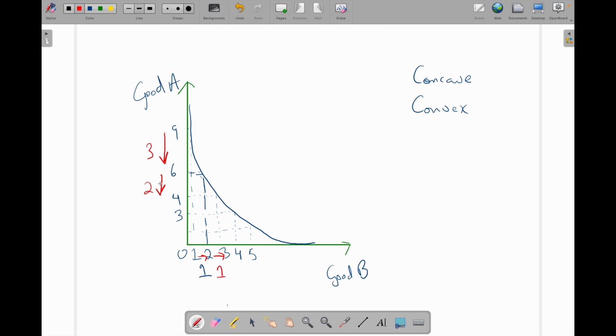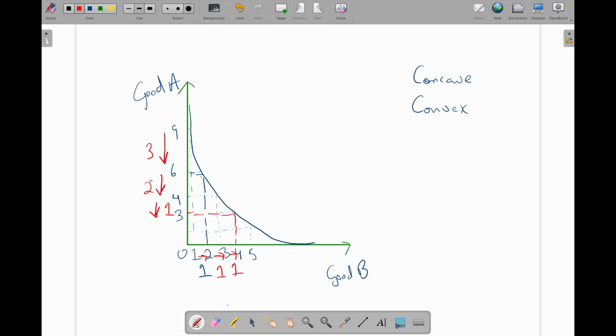Let's take it even further. I need more units of good B. So based on that, let me see how many units of good A you're going to produce now. Take this line across. You're producing 3 units of good B. Sorry, of good A now. What does that mean? You've moved from 4 to 3, which means 1. You've given up 1 unit of good A in order to get 1 unit of good B.